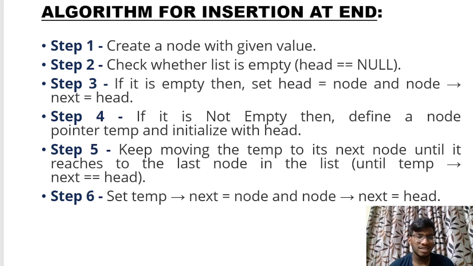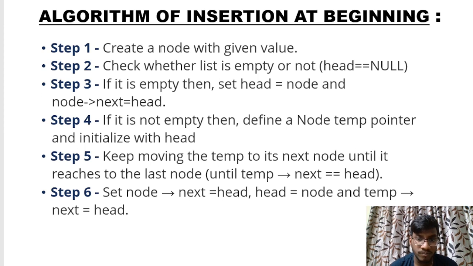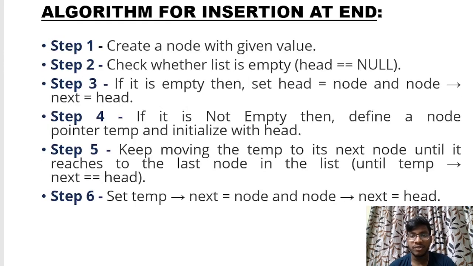So these are the basic three operations which we perform for insertion of a node in a circular linked list. It may be at the beginning, at any position, or at the end. So these are the three simple insertion operations.